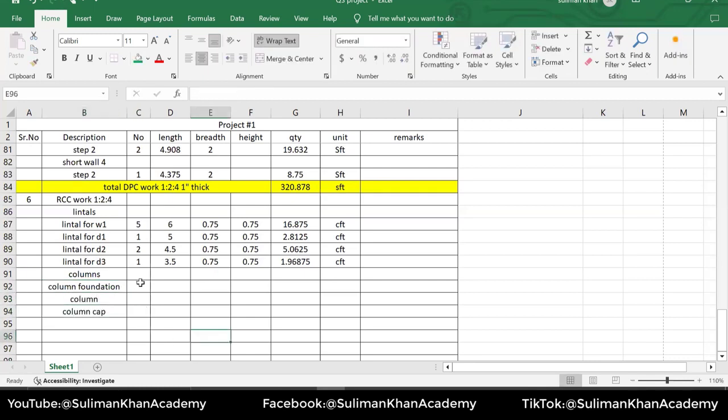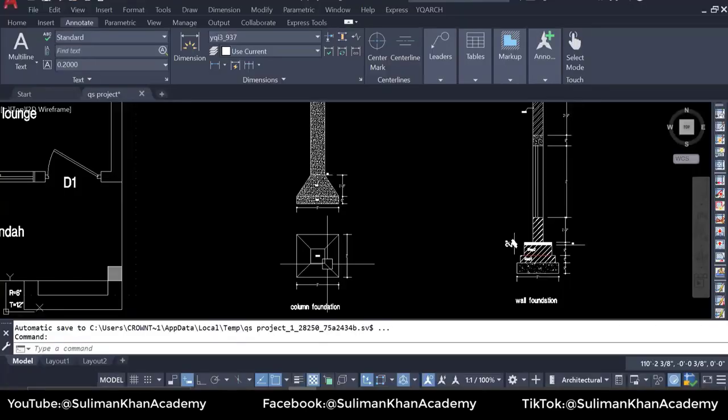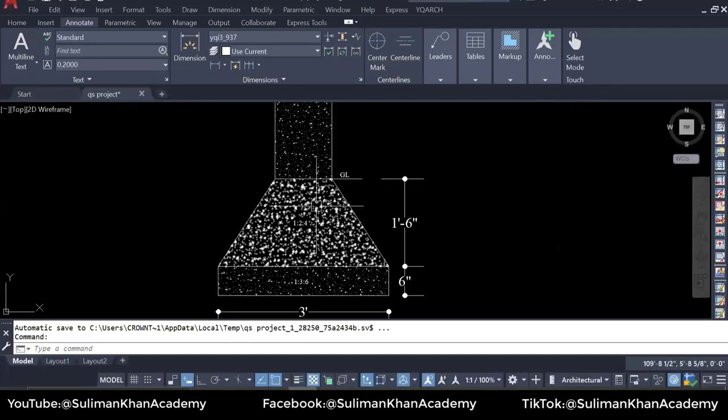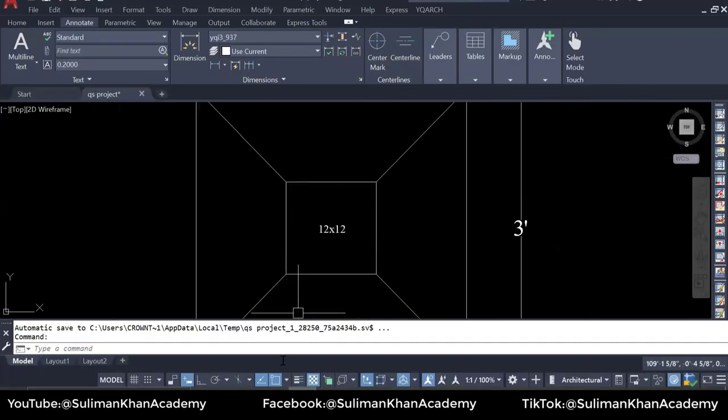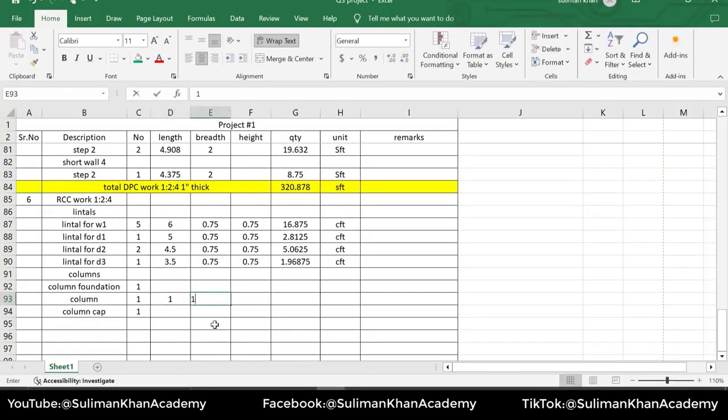Okay, so we have three things over here. Foundation is one, column is one by itself, the cap is just one. And in the column foundation, if you see, this is isolated footing, so we will do it a little bit later. However, look at the column. The section is just 1 by 1 feet, okay? It means the area is just 1 by 1, okay, column.